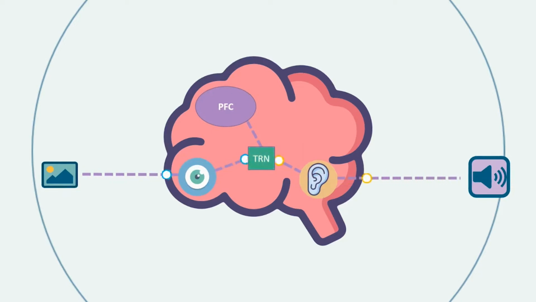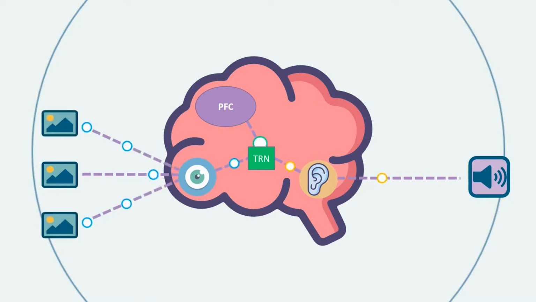As the information comes in, the TRN, which is the thalamic reticular nucleus, actually inhibits the flow of information to prevent the prefrontal cortex from becoming overwhelmed with information. Now, in this scenario here, we've got a perfect combination of visual and auditory learning. The TRN is able to combine these together and pass that on to the prefrontal cortex.